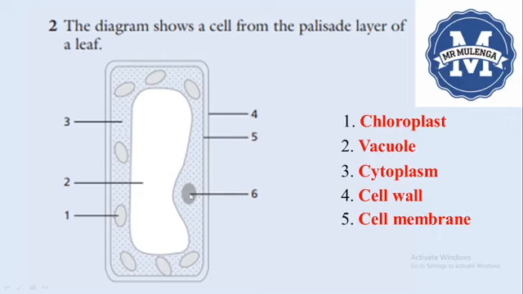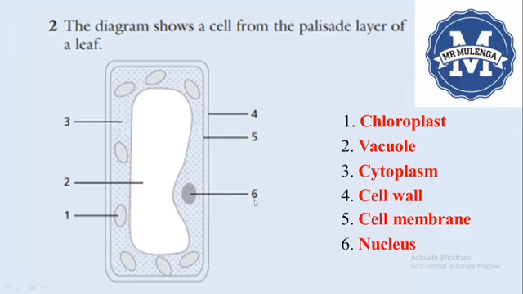Then we come to the part labeled 6. Remember I said the part labeled 6 and the part labeled 1 are different. The part labeled 6 is dark, as you can see. This is called the nucleus. So these are the answers to our first question. We have identified the parts: 1 is the chloroplast, 2 is the vacuole, 3 is the cytoplasm, 4 is the cell wall, 5 is the cell membrane, and 6 is the nucleus.